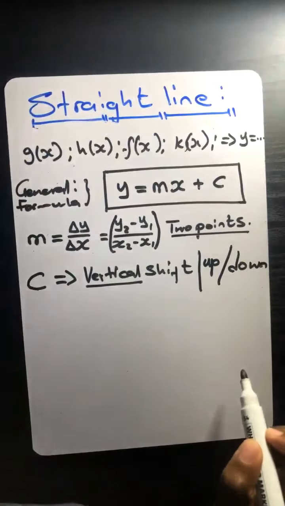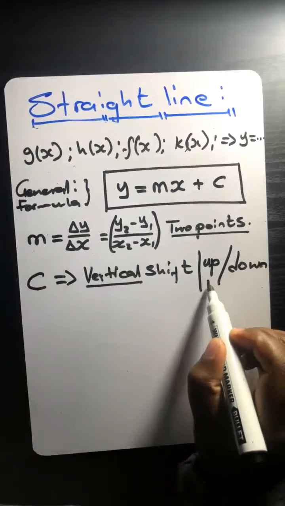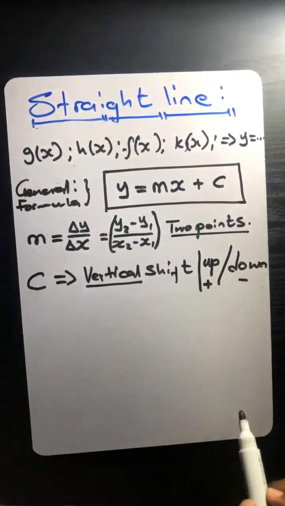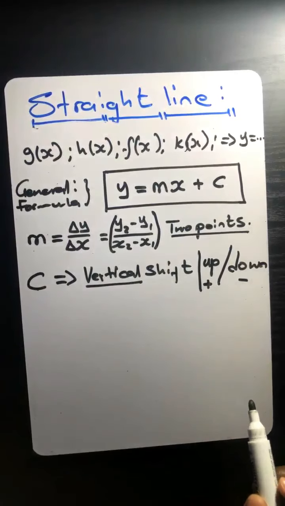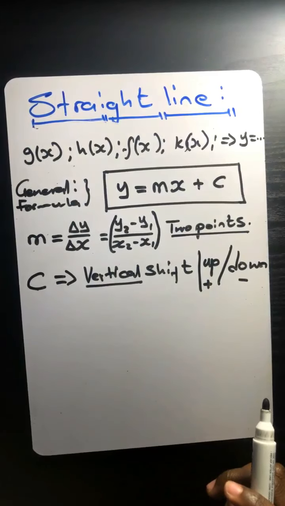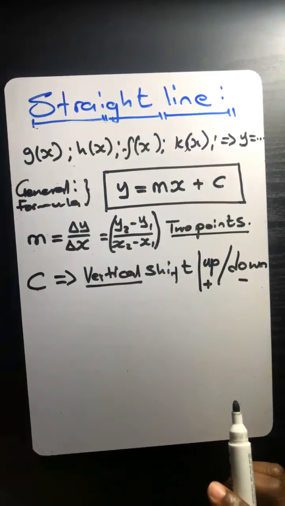So how do you see it's up? That's if your C value is positive. How do you see if your C is down? That's if your C is negative. Massively important, ladies and gentlemen, that you fully understand what I'm trying to explain over there.